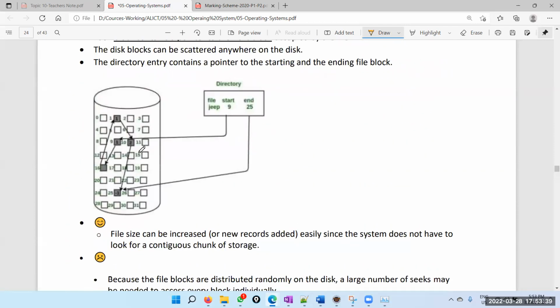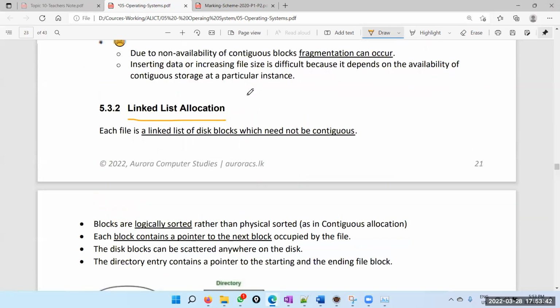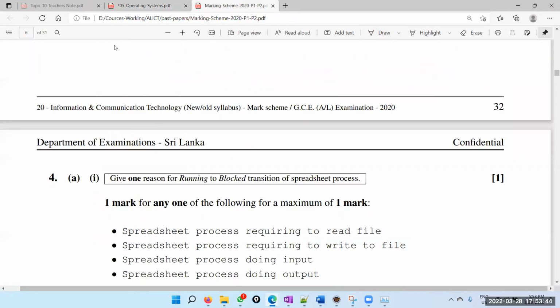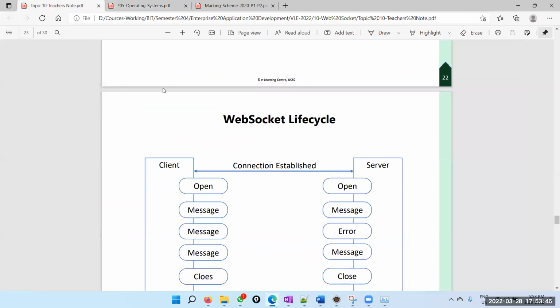Now you can see this question is pretty much linked list allocation because you can clearly see that there is a question.